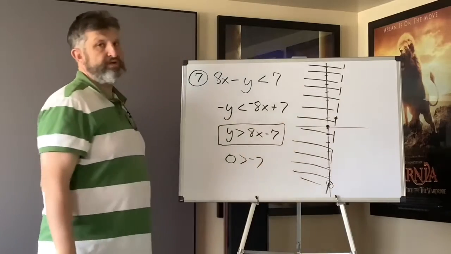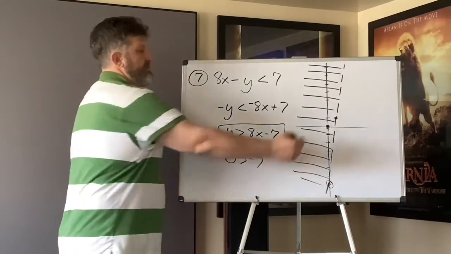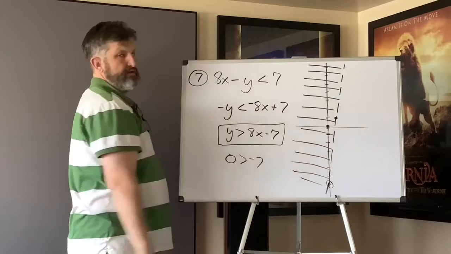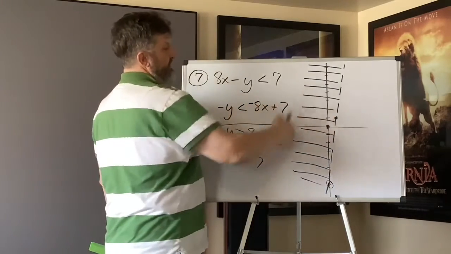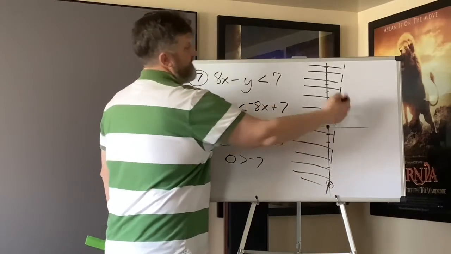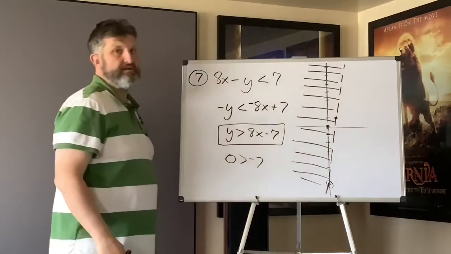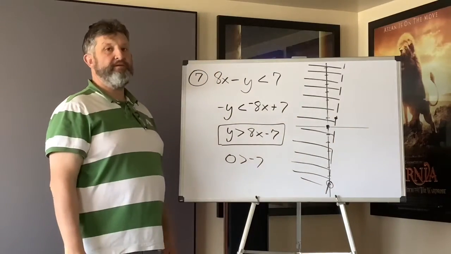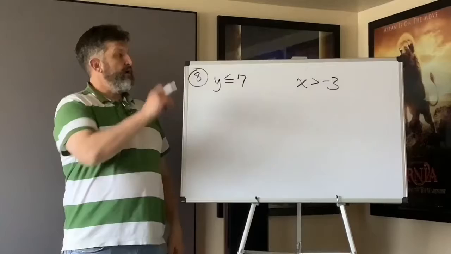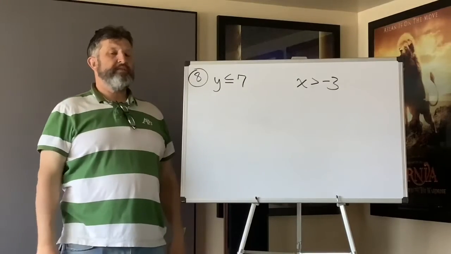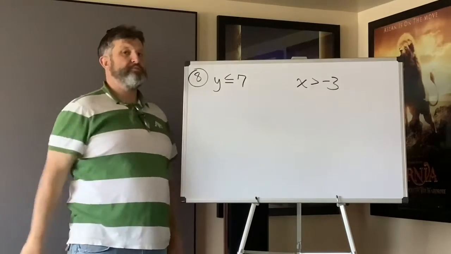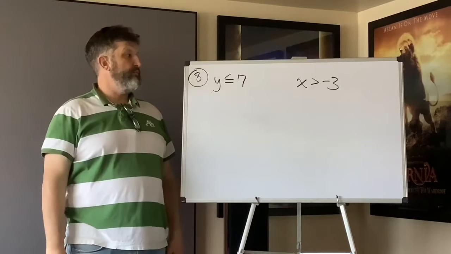So if you're ever not quite sure about which side should be shaded, you can always test the point 0, 0. If it makes it true, shade that side. If the point 0, 0 made it false, then you'd shade the other side. Okay, only one left. All right, so now this is a little bit different than anything we've been doing. This goes back to that very first problem that I gave at the beginning of this video.